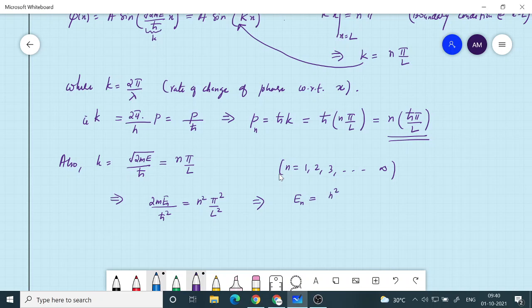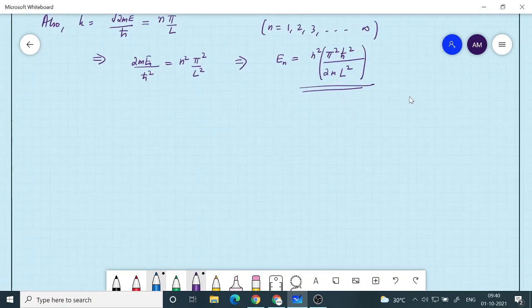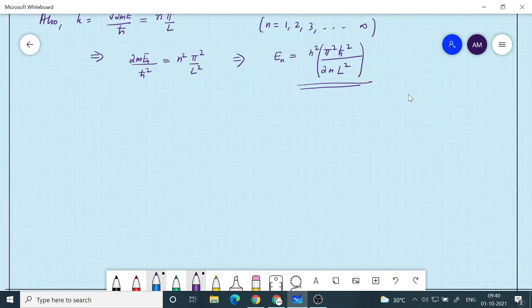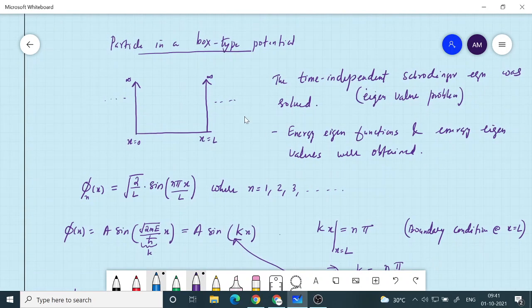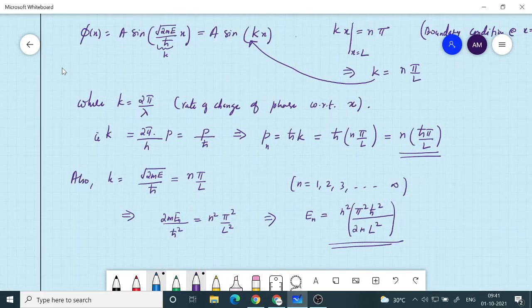So that is equal to n square pi square h cut square divided by 2 m L square. Okay, so this is the value of energy. Now if you consider a potential well, you can also call it a potential well, because the electron is basically confined by the infinite walls, so it is like a well of infinite depth. So the electron is confined inside it.